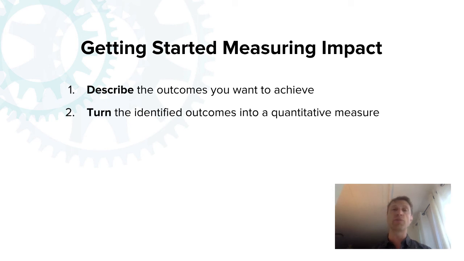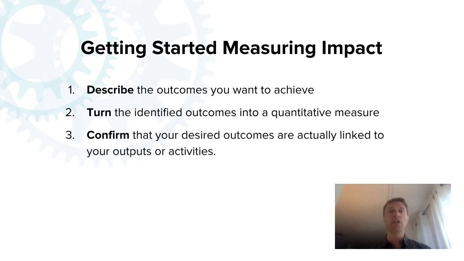So for the purpose of CART, let's talk about the number of acres that have been restored. Let's talk about the amount of water in population regions that has had reduced pollution. Let's talk about the number of volunteers that are engaged at a community level and are advocating for a cleaner environment. Number three, confirm that your desired outcomes are actually linked to your outputs or activities. Right? So how do we make that connection?